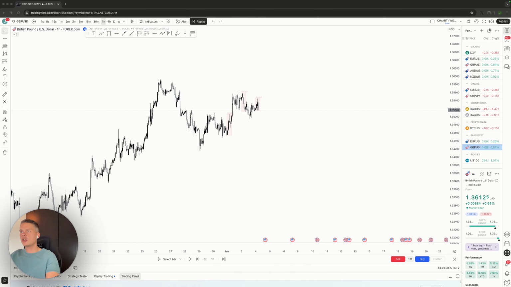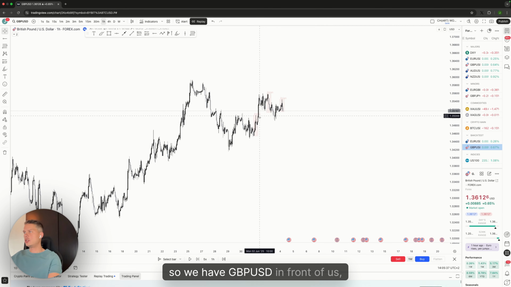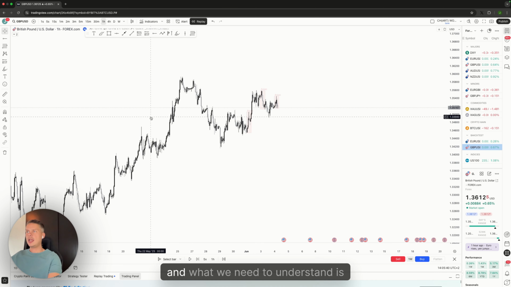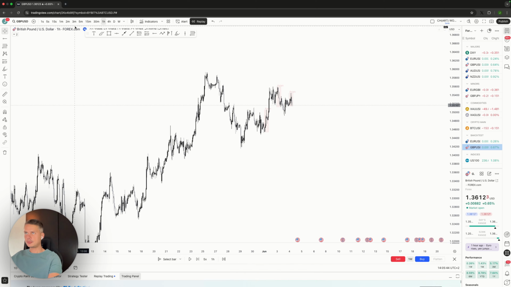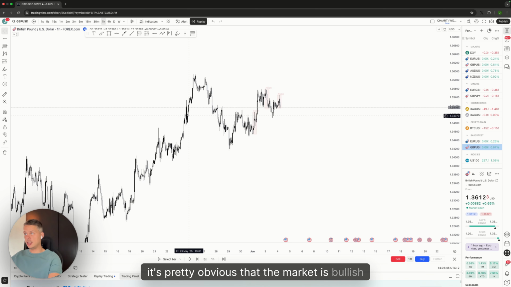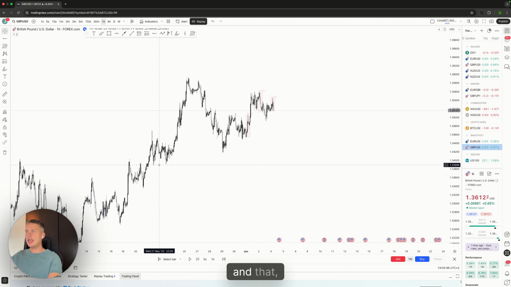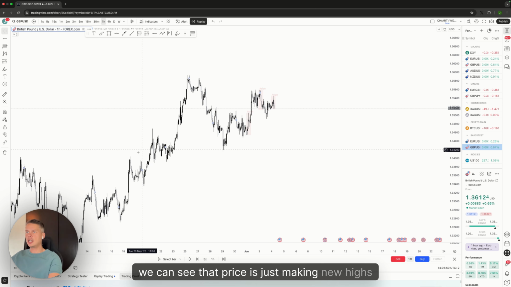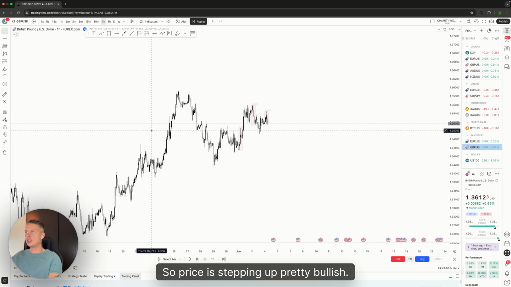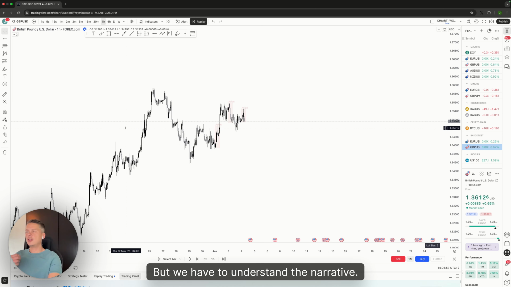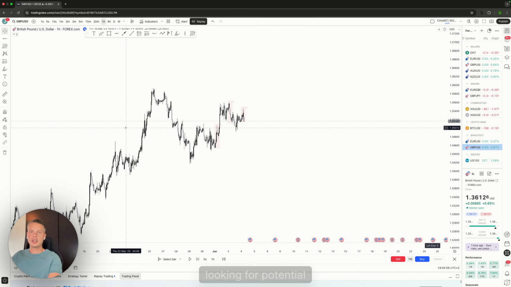All right, so we have GBP USD in front of us, and what we need to understand is where the market is trending. Well, it's pretty obvious that the market is bullish, and we can see that price is just making new highs one after another. So price is stepping up pretty bullish. But we have to understand the narrative. We have to understand where other participants are looking for potential shorts in this case.